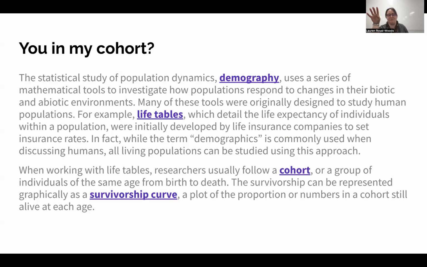So anyway, the term demographics is commonly used when discussing humans, but we can look at the demographics of pretty much anything that's living. When we're working with life tables, we usually follow a cohort. Imagine this kind of like all the people you went to high school with. That's another type of cohort.